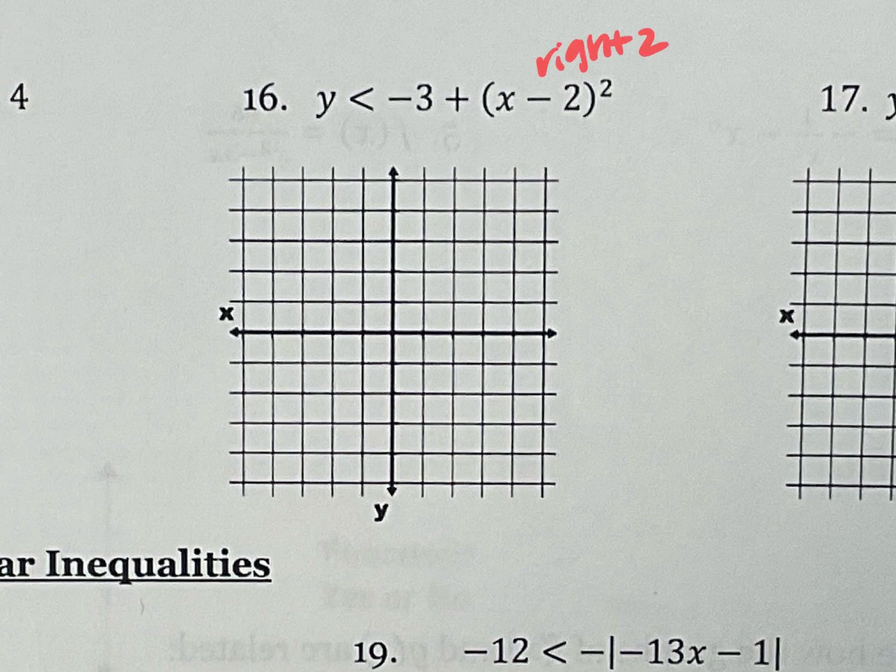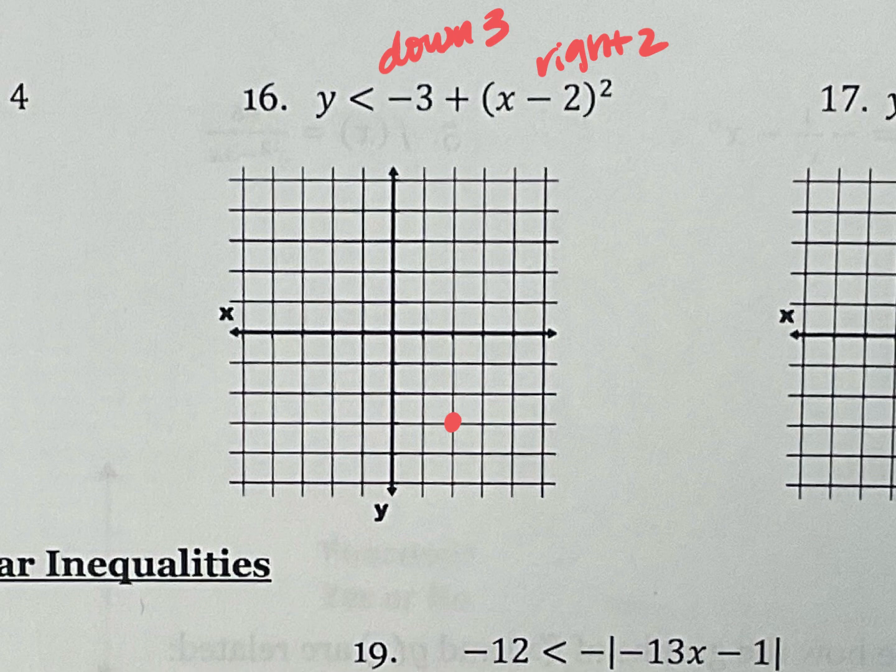Right 2. I know we want to say left because of that minus sign, but when it's in the parentheses, it's going to be opposite, correct? And then that minus 3? Down 3. Good job, you guys. So we're going to go right 2, down 3. There's the origin of my parabola.